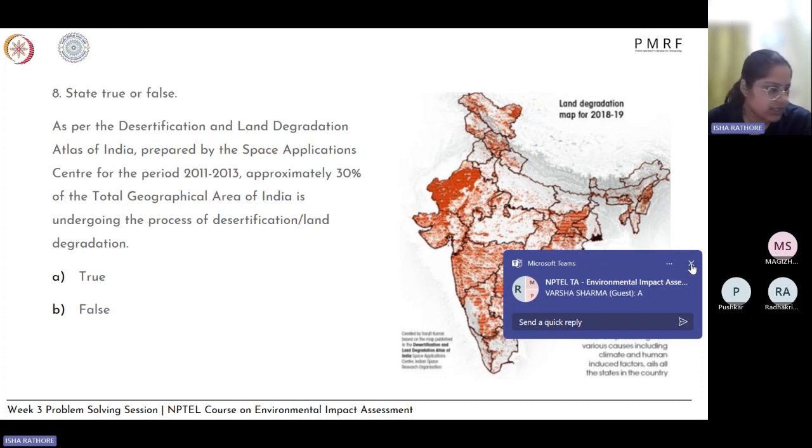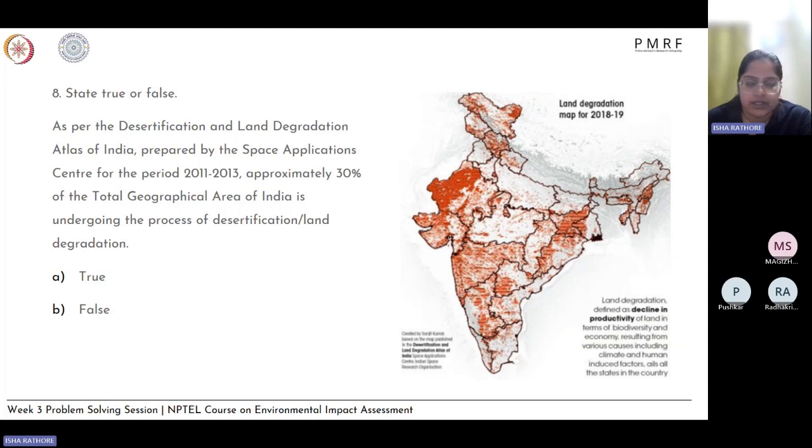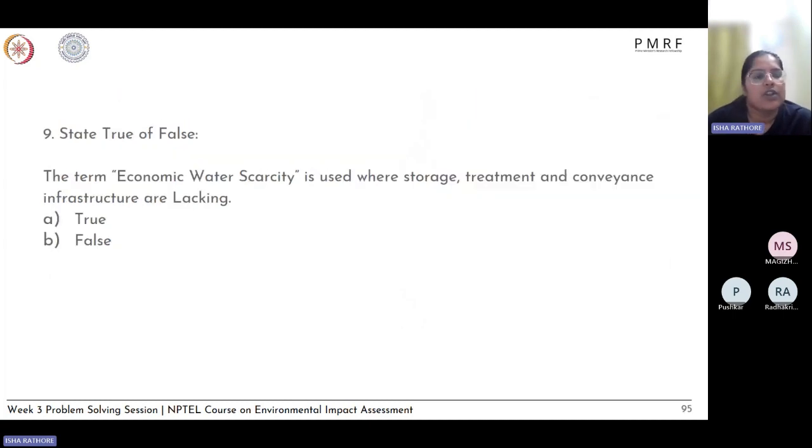Okay, so we have an answer A, another A. Okay, so this statement is true. Approximately 30% of the total geographical area of India is undergoing the process of desertification or land degradation, based on this report, which was for the period of 2011 to 2013. Okay, so moving on to the next question.